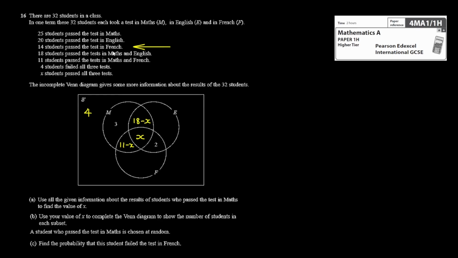14 students passed the test in French, so everybody in the French circle here must equal 14. I'm going to have to say that x plus 11 minus x plus 2 plus question mark must equal what we're told, 14. The x's cancel, and we're left with 13 plus question mark is equal to 14. So therefore question mark is equal to 1. So I can get rid of question mark there and pop in 1.